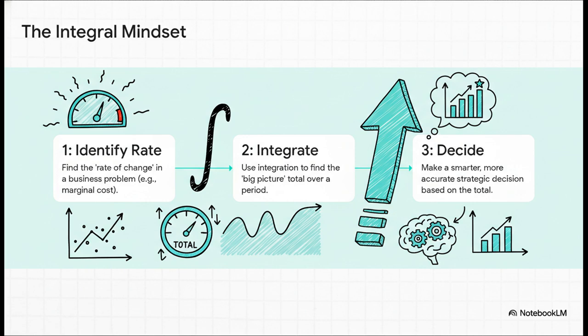First, identify the rate. In any business problem you're facing, from operations to marketing, learn to spot the key rate of change, the speedometer. It could be marginal cost, daily new users, whatever. Second, integrate for the total. Use the tool of integration to find the big picture, the odometer. Find that total accumulated value over a meaningful period, whether it's a quarter or a full year. And third, and this is the most important part, decide from data. Use that accurate, accumulated total to make smarter, more defensible, and ultimately more profitable strategic decisions.